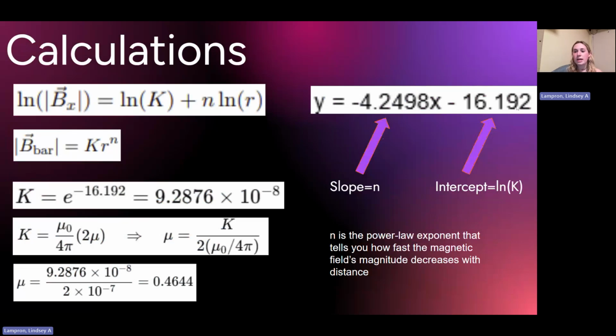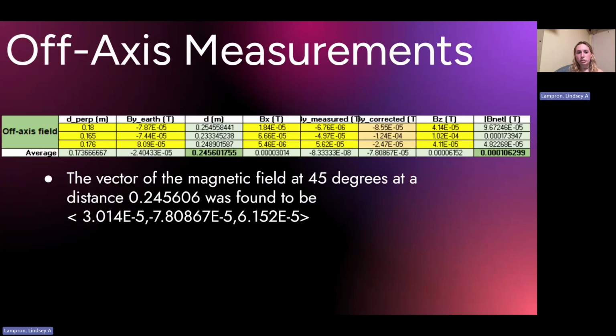And then this intercept is the natural log of K, and then you can run through these calculations over here to see how I found K and then how I found mu. Here are my off-axis measurements. I found this as my vector, and I will be ignoring the Z component a little later in calculations. It's not really important here.